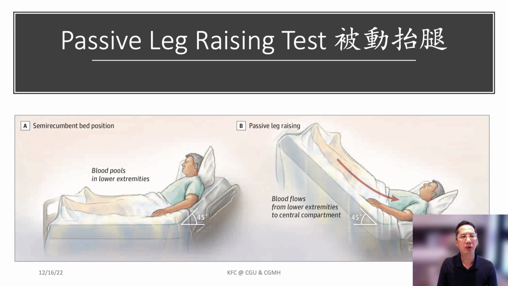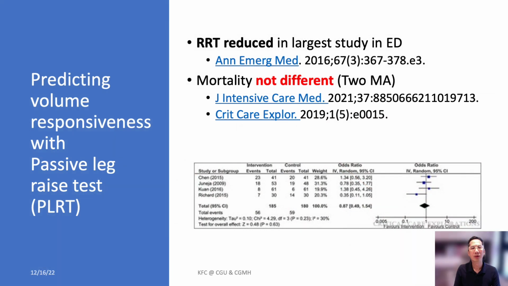So let's take a look at the evidence for the passive leg raising test. In one of the largest studies, published in the Annals of Emergency Medicine, this method reduced renal replacement therapy. However, in the two meta-analyses published later, the mortality was not found to be different.